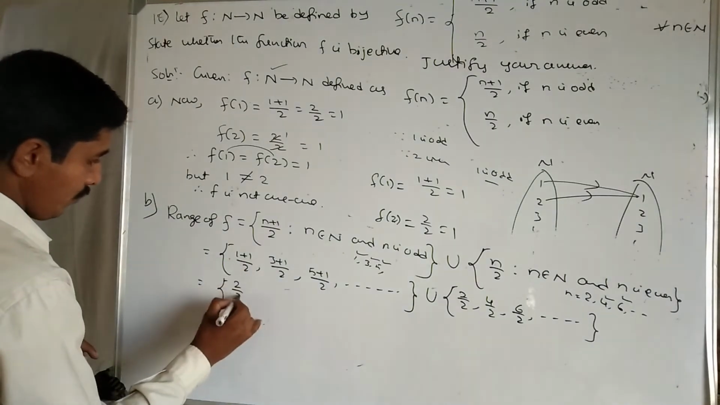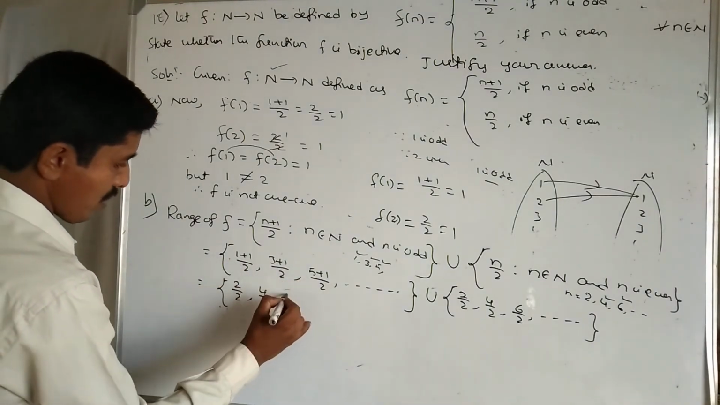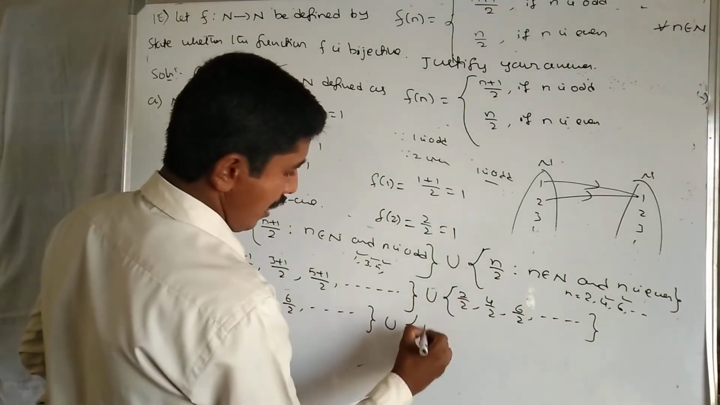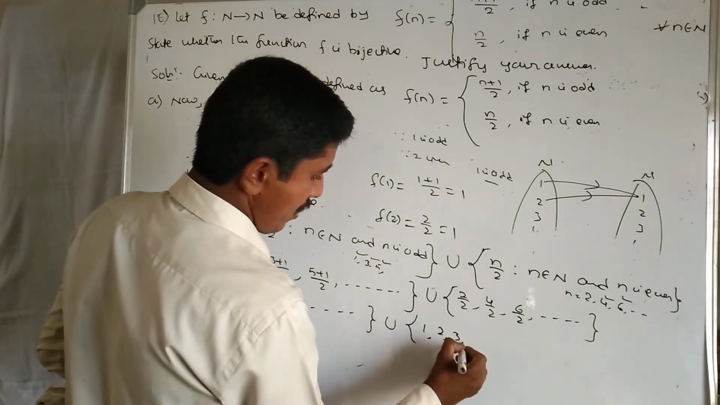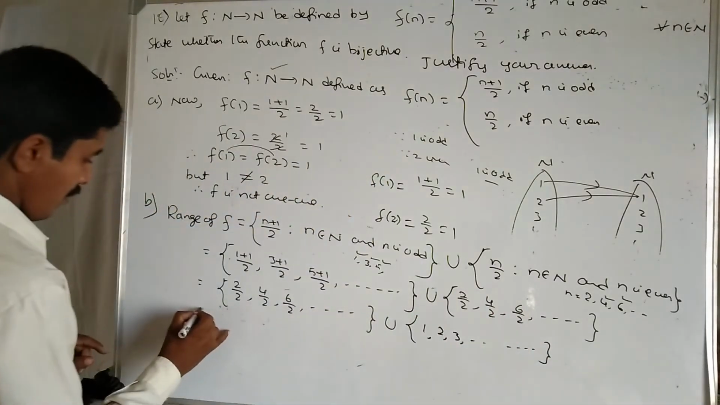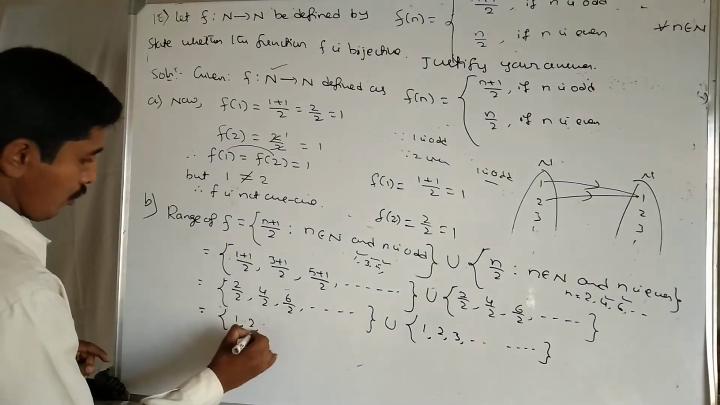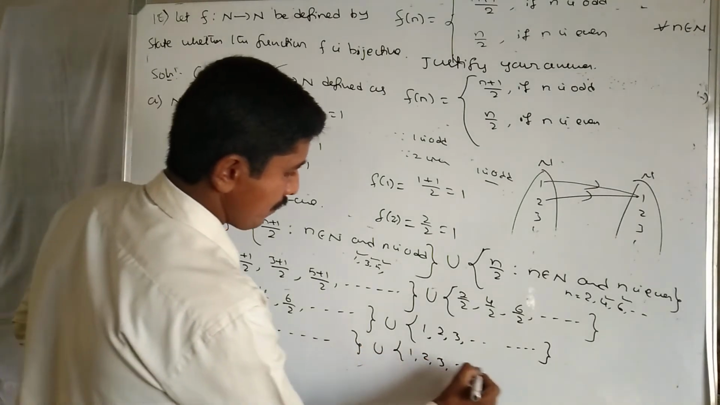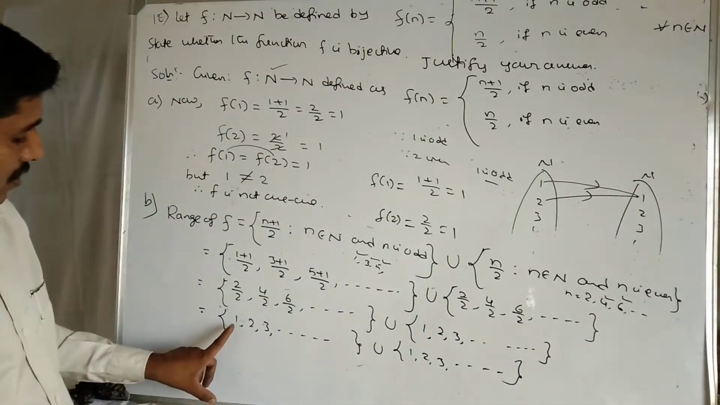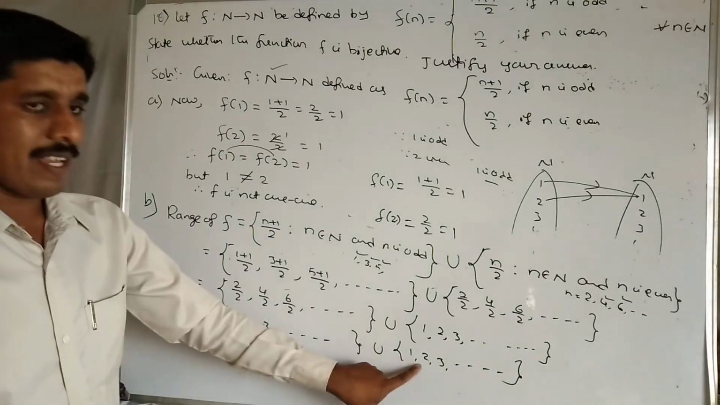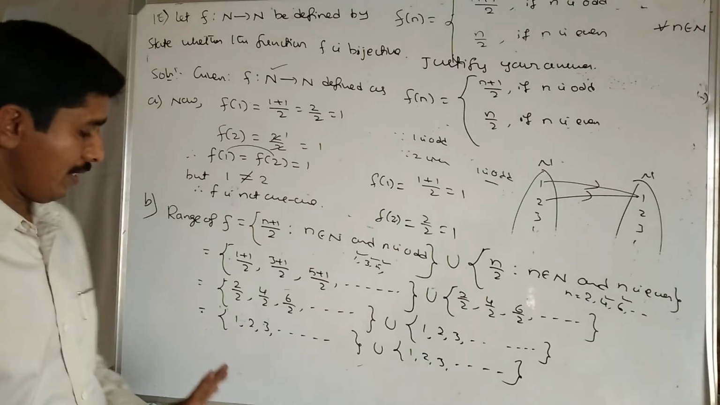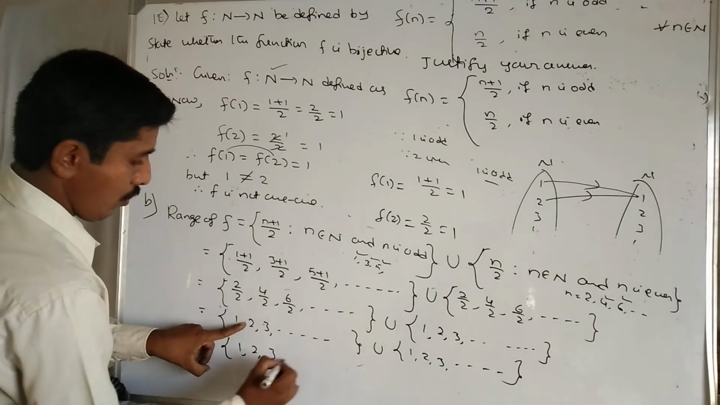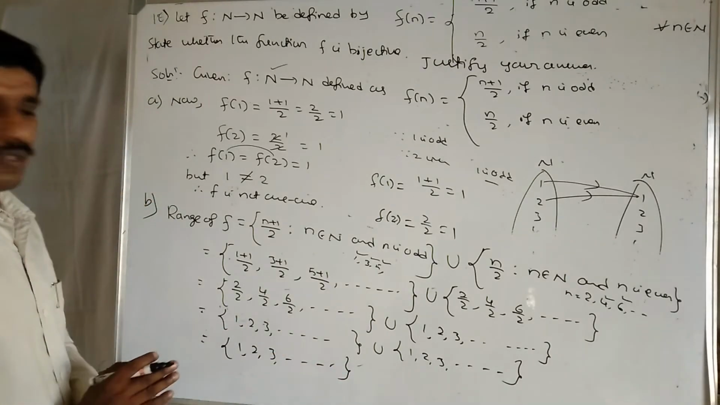1+1 is 2, 2/2; 3+1 is 4, 4/2; 5+1 is 6, 6/2, and so on. Union: 2/2 is 1, 2 ones are 2, 2 twos are 4, and so on. Here also the same. Mind it, this is the first set union the second set. Union means the set of all elements on both sides, with 1 repeated, 2 repeated, then 3. What about this? Clearly this is the set of all natural numbers, got it.